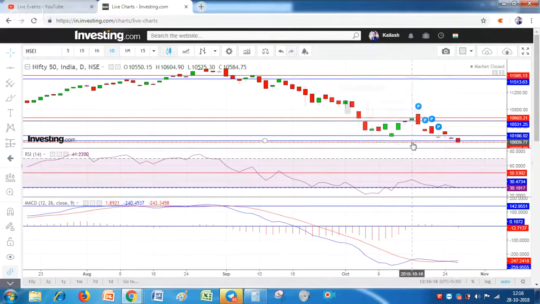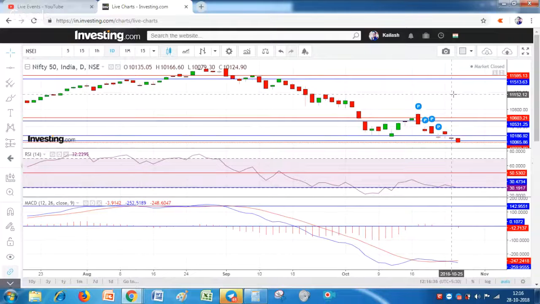I'm closing the session here because for 7 days, there is no clear indication of where the Nifty will go. But as usual, we will see.